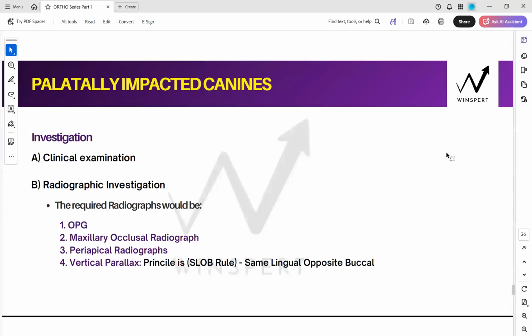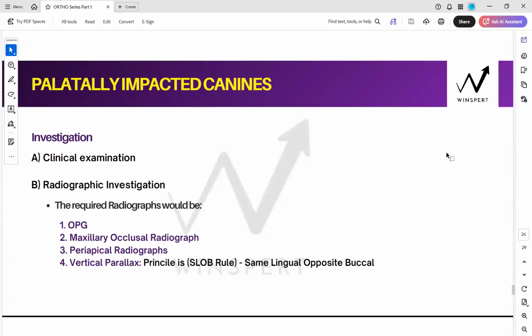Then maxillary occlusal radiograph will provide you the detailed anterior maxillary anatomy and localization of impacted canine if present. Periapical radiographs are useful, which will help you determine root morphology, adjacent incisor roots, and root resorption. And the parallax method will help you in localization of the canine, with the SLOB rule principle. CBCT would be an overexposure at this stage, right?